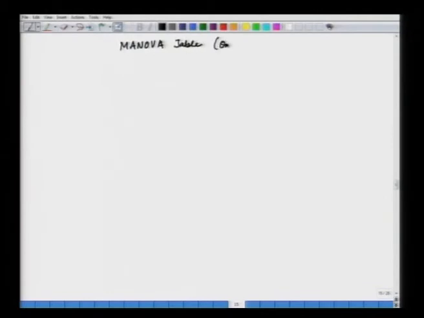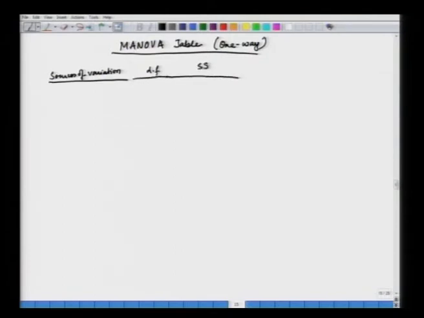So this is for one way, right. I have the sources of variation, the first column, then we have the degrees of freedom, and then we have the sum of squares and cross product matrices now instead of a scalar. So, the first one is due to treatment, the treatment effect, 3 of them minus 1. So, degrees of freedom is 3 minus 1 equals 2.